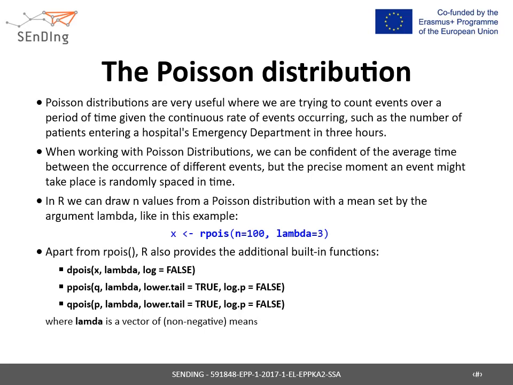In R we can draw n values from a Poisson distribution with a mean determined by the argument lambda. For example, we can execute rpois with n equals 100, lambda equals 3. R also provides the additional built-in functions dpois, ppois, and qpois. In the arguments of the full syntax, lambda is a vector of non-negative means.